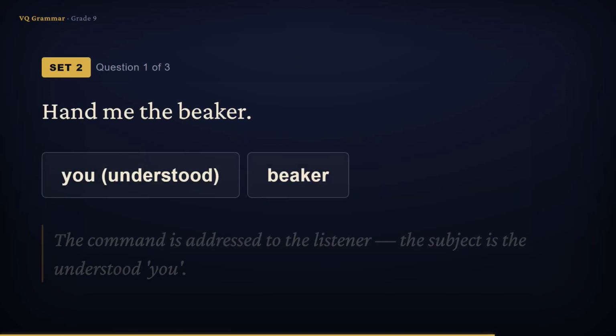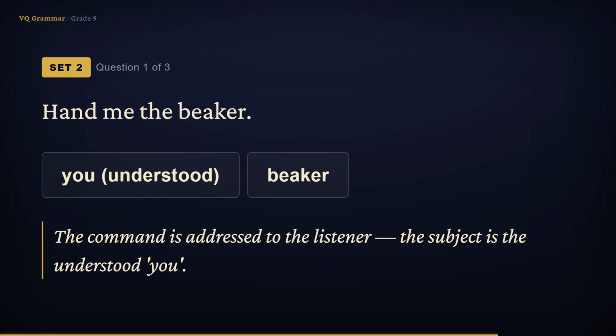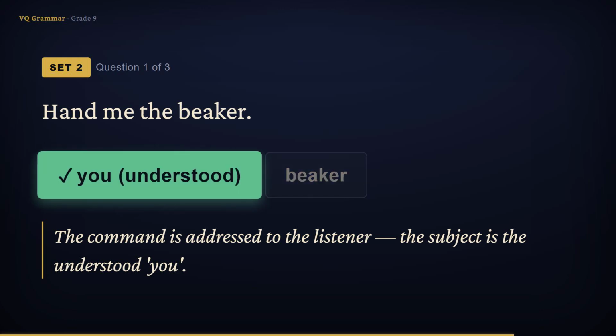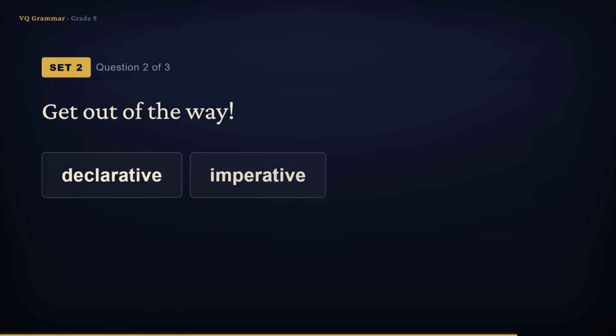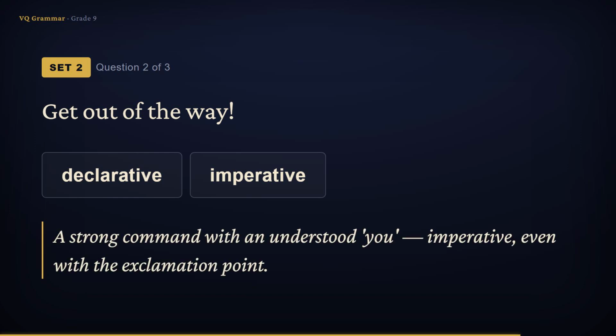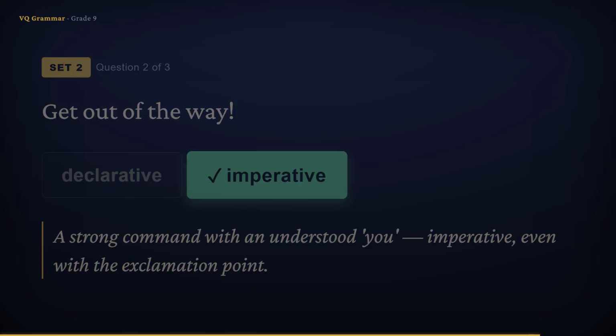Hand me the beaker. This is a command, so ask yourself, who is being told to hand it over? Not the beaker. The beaker is the thing being handed. The command is aimed at the listener, so the subject is the understood you. Get out of the way! That exclamation point might tempt you, but punctuation alone doesn't decide the kind. This sentence is ordering someone to move, and the word you fits right in front of it. It's a strong command, which means it's imperative.